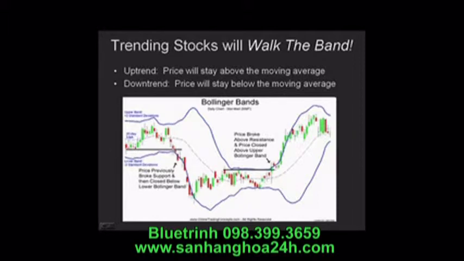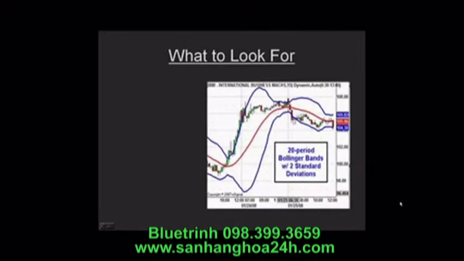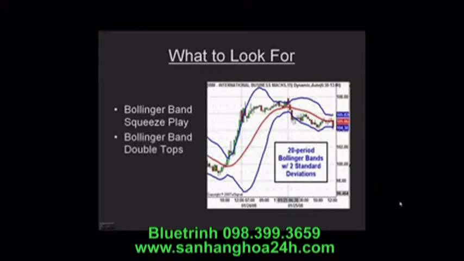Similarly, in a downtrend, the stock will hug right along the band and come right on down, and when it begins to pull off, that's when you want to tighten your stops. Now, what we want to talk about is what to look for with Bollinger Bands, these trigger signals. Last time we talked about Bollinger Band squeeze plays, but we also have Bollinger Band double tops and Bollinger Band double bottoms.